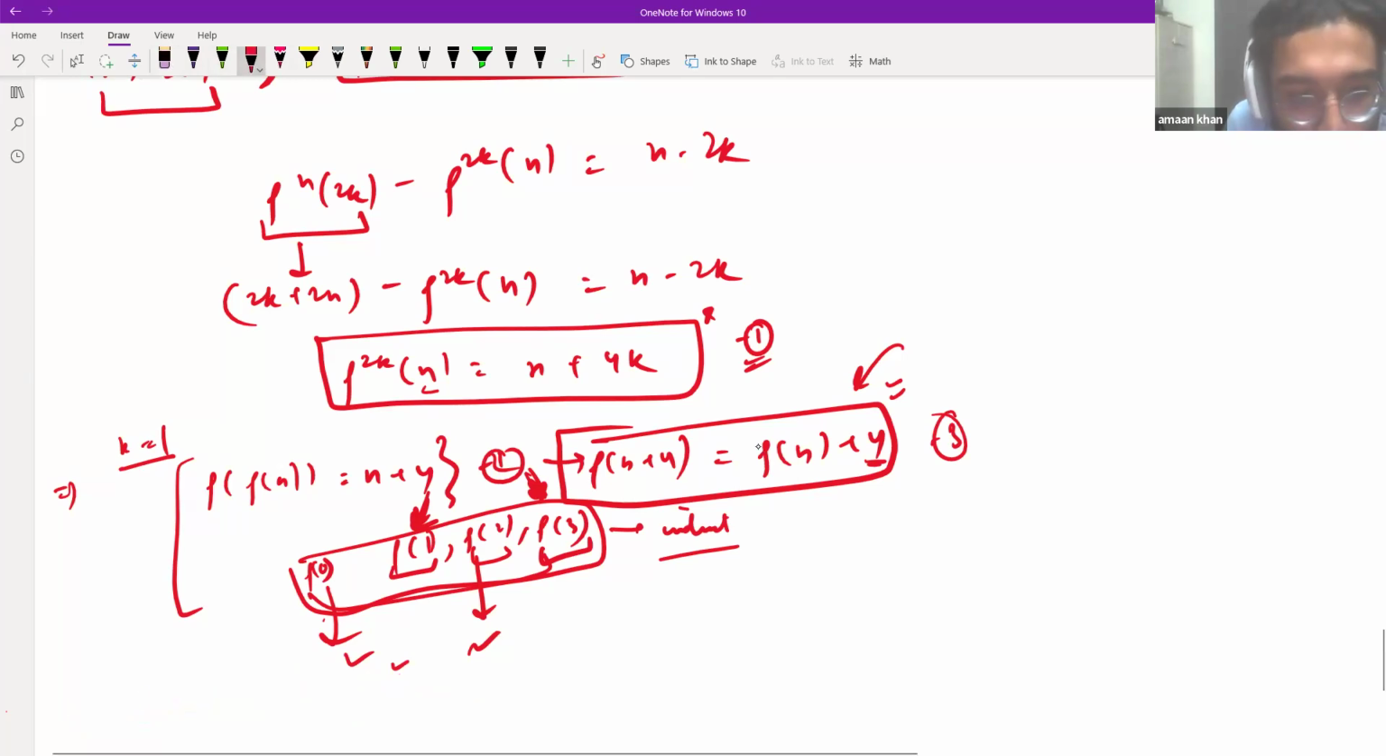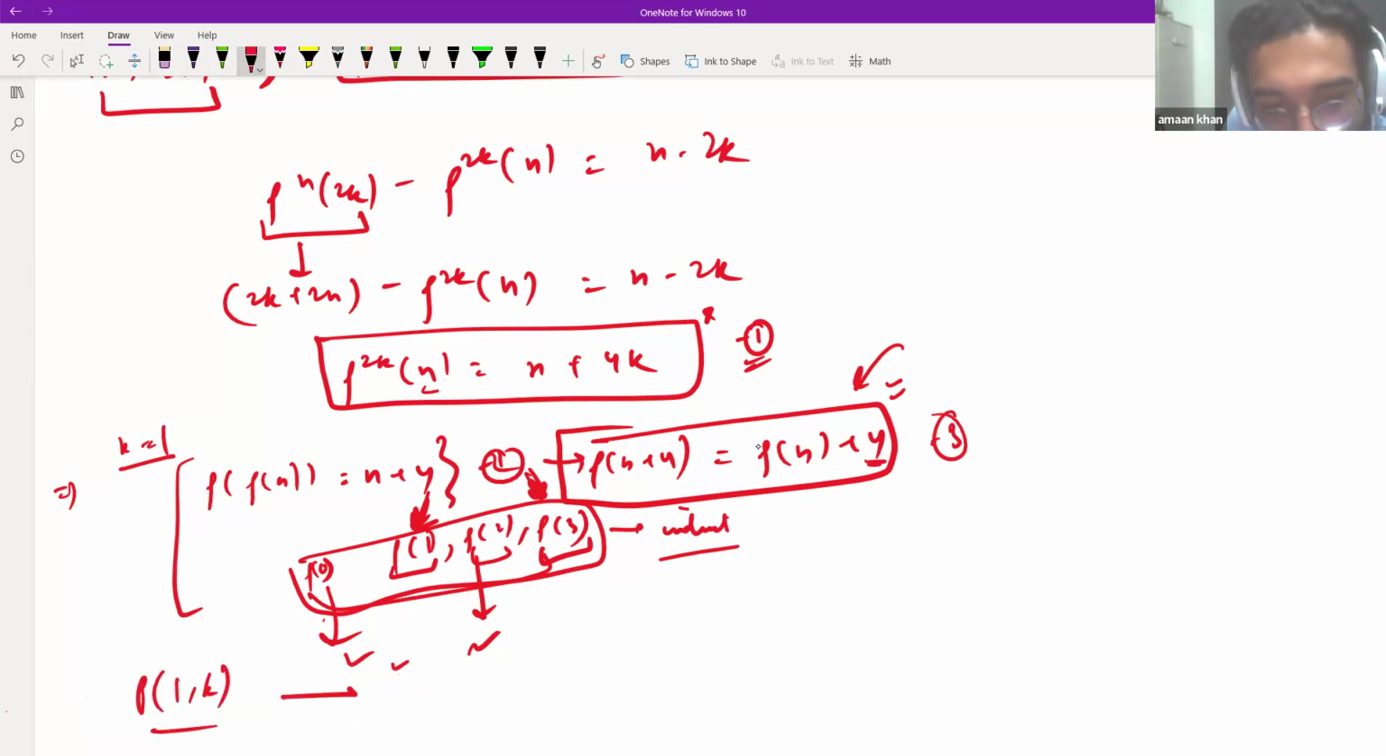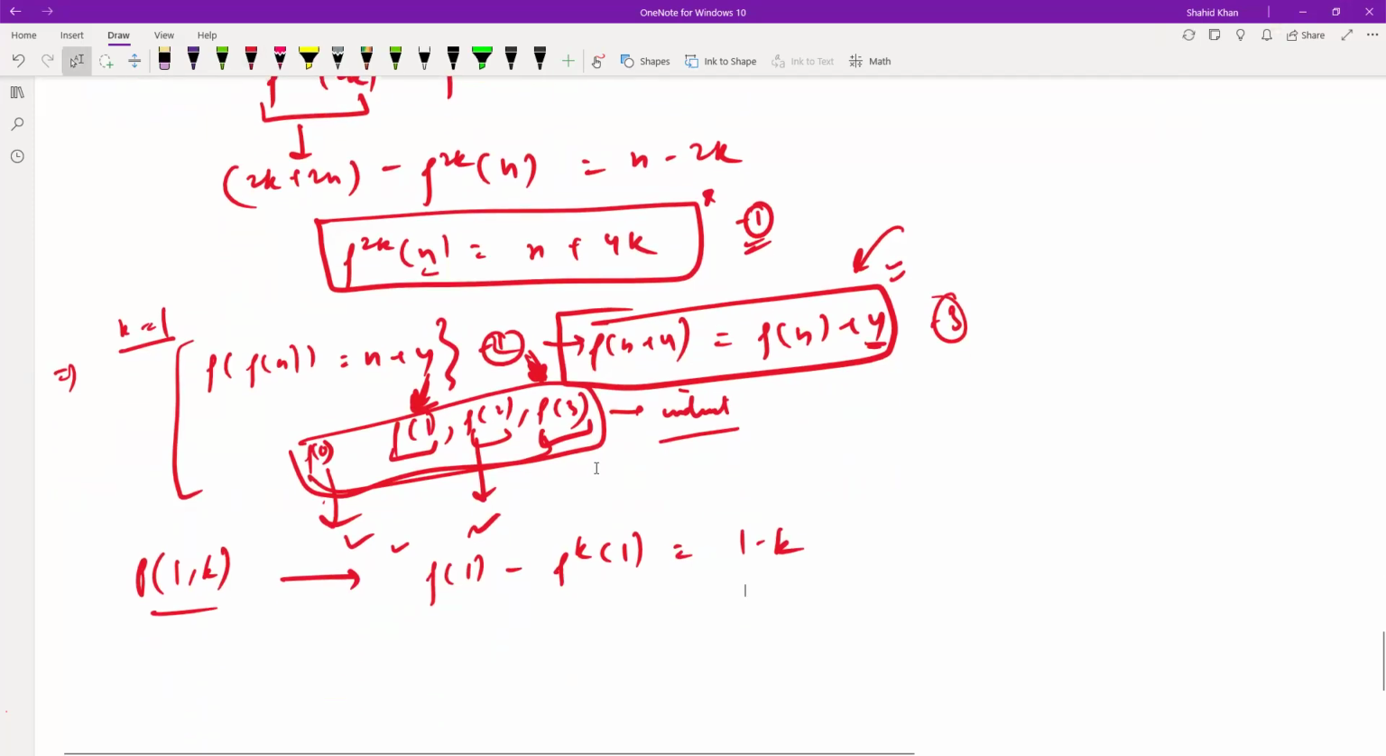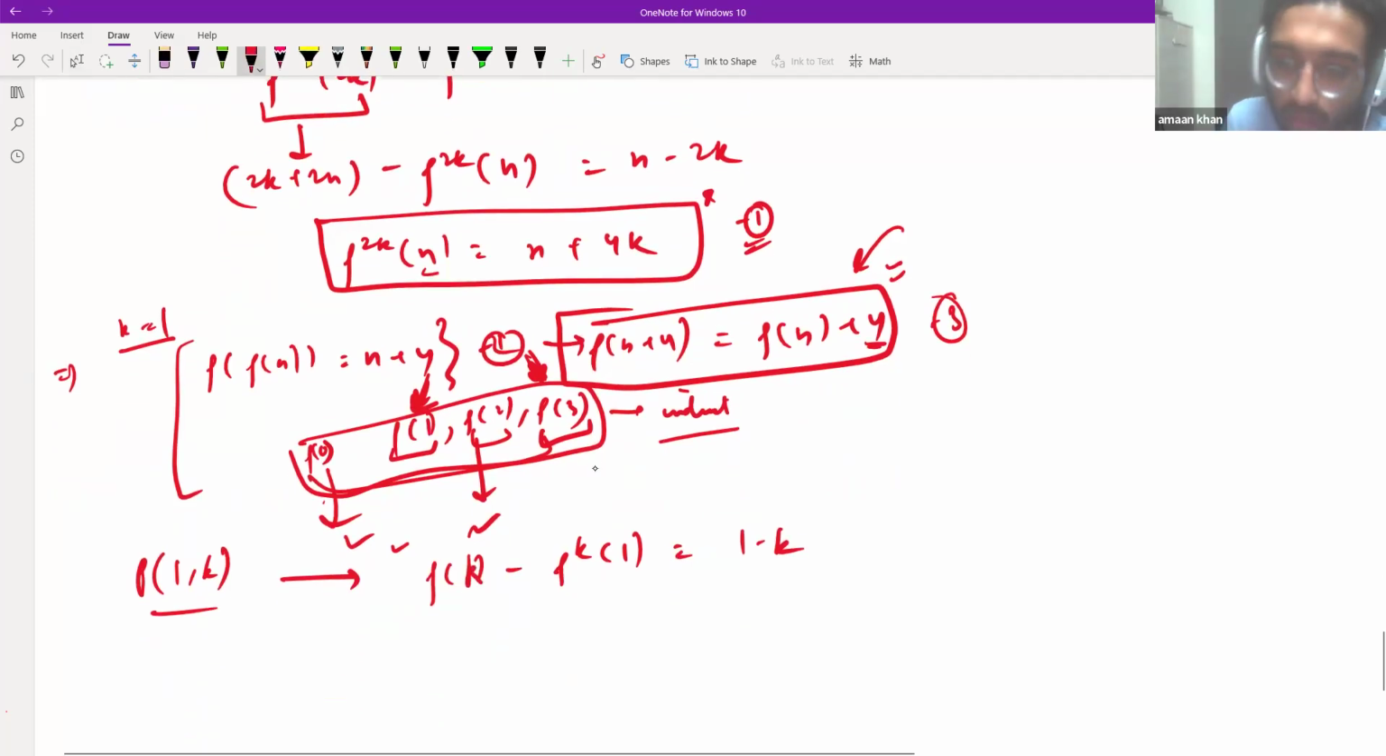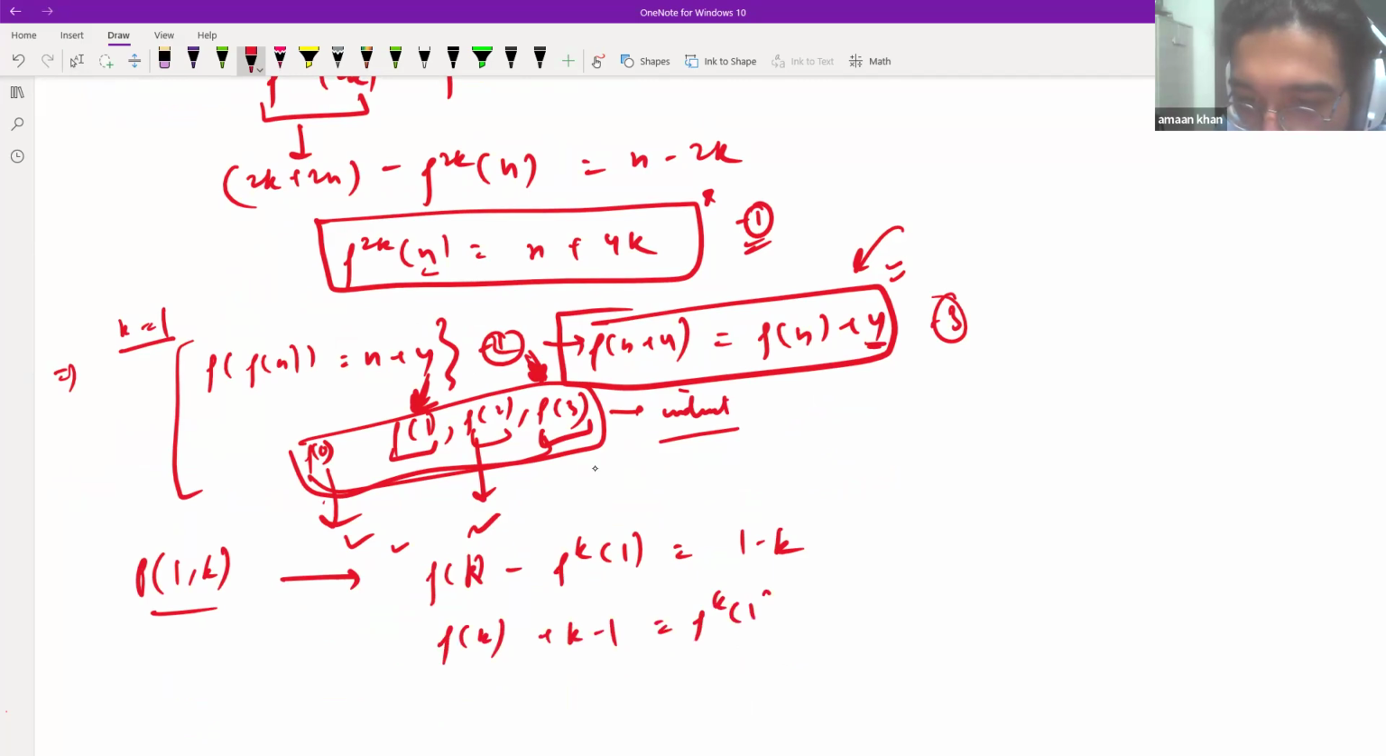Okay, what happens if you put 1 here? Right? Yeah. And wait, not this, f of k. And so you have f of k plus k minus 1 is f^k of 1. Again, try to use the thing I told you, like take the f on both sides.